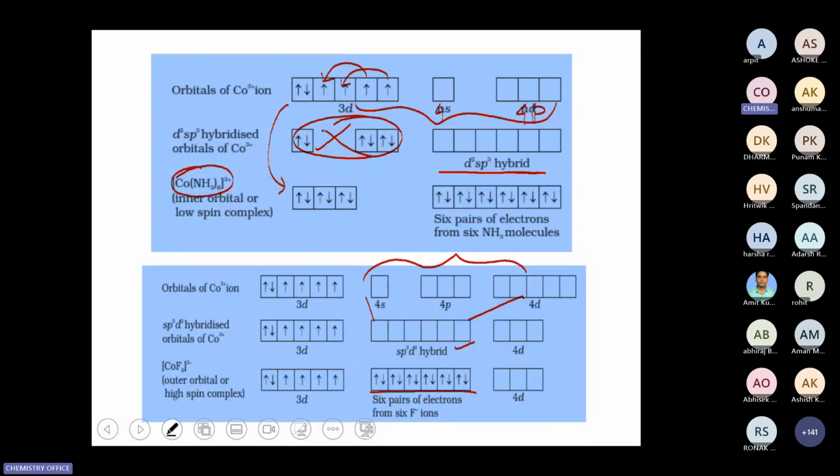In the first case, the inner 3d orbitals are being reorganized. That's why it is called an inner orbital complex, or low spin complex. But in the second case, it is the outer orbitals, so this is called the outer orbital or high spin complex. This is low spin because all of them are paired up; the resultant spin here is 0. But here it is high spin, with 4 unpaired electrons, 1, 2, 3, 4, and it will show the corresponding magnetic moment.